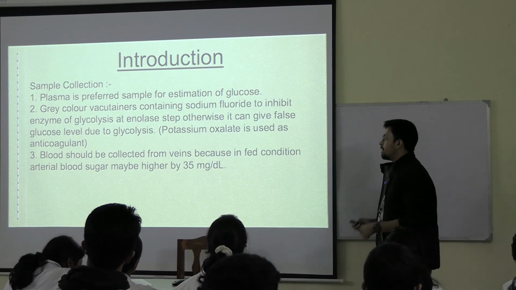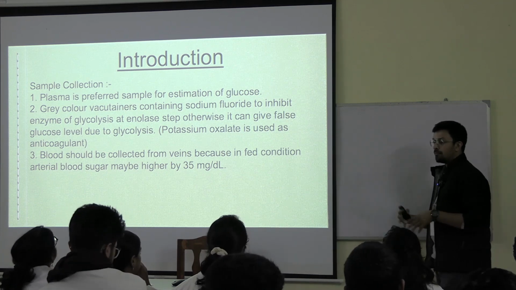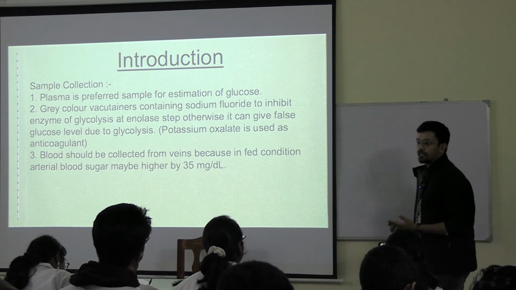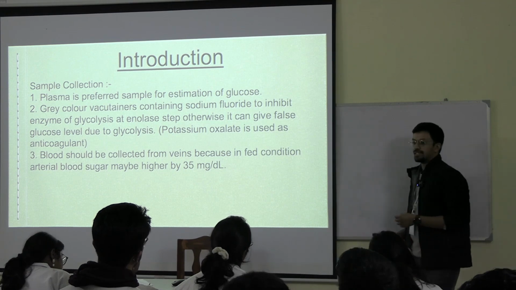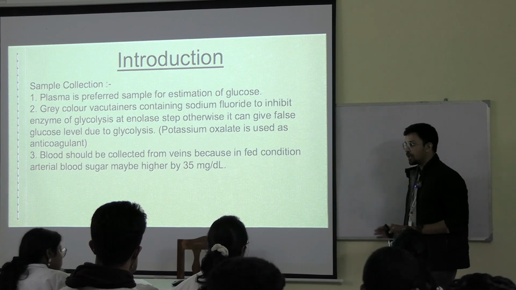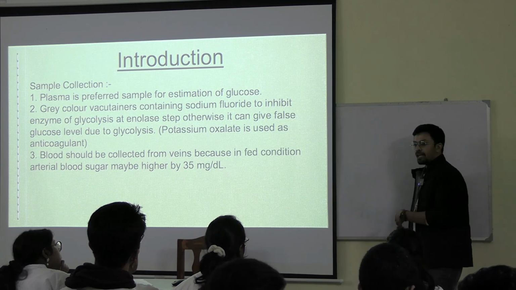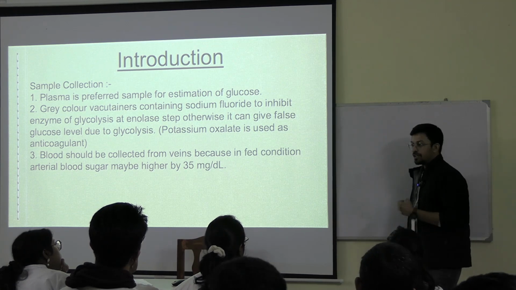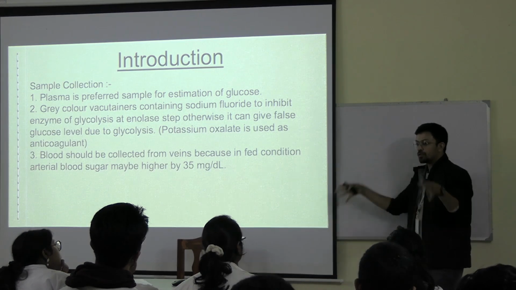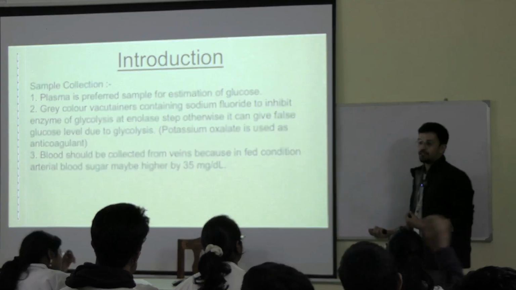Now blood should be collected from the veins, because of the fed condition, meaning after having food. If early in the morning you take a sample from the artery or from the vein, both will have more or less similar values. But as soon as I take food, I am in a fed condition. Now from my intestine all the nutrients are getting absorbed and will come into the blood circulation, and will be there in the arterial circulation. Why? Because this will go to the tissues to give nutrition to them. Now if you take from the artery, you will get a higher value.